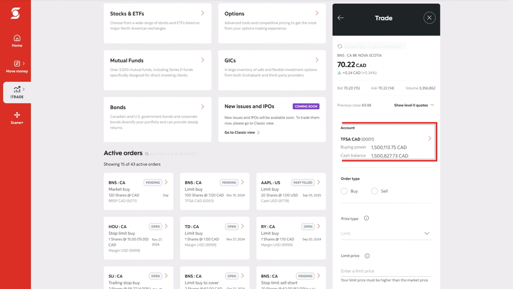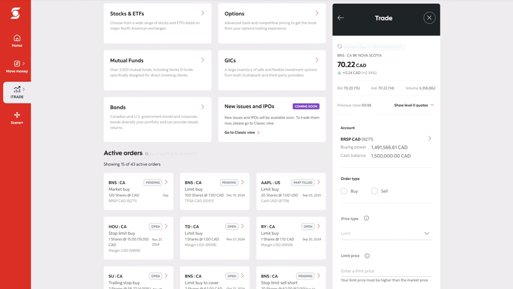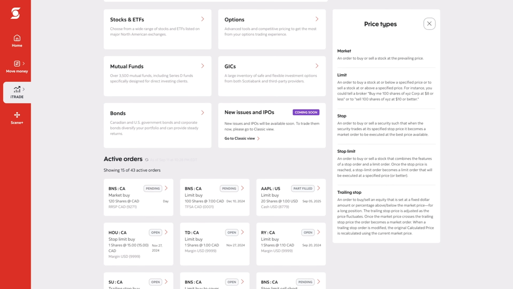First, select the account you would like to place this trade in. Then indicate the order type, either buy or sell. Two common price types are market and limit orders. A market order is the simplest type of order. It allows you to buy or sell a stock immediately at the current market price. This is ideal when you want to make a quick trade and are less concerned about the exact price.